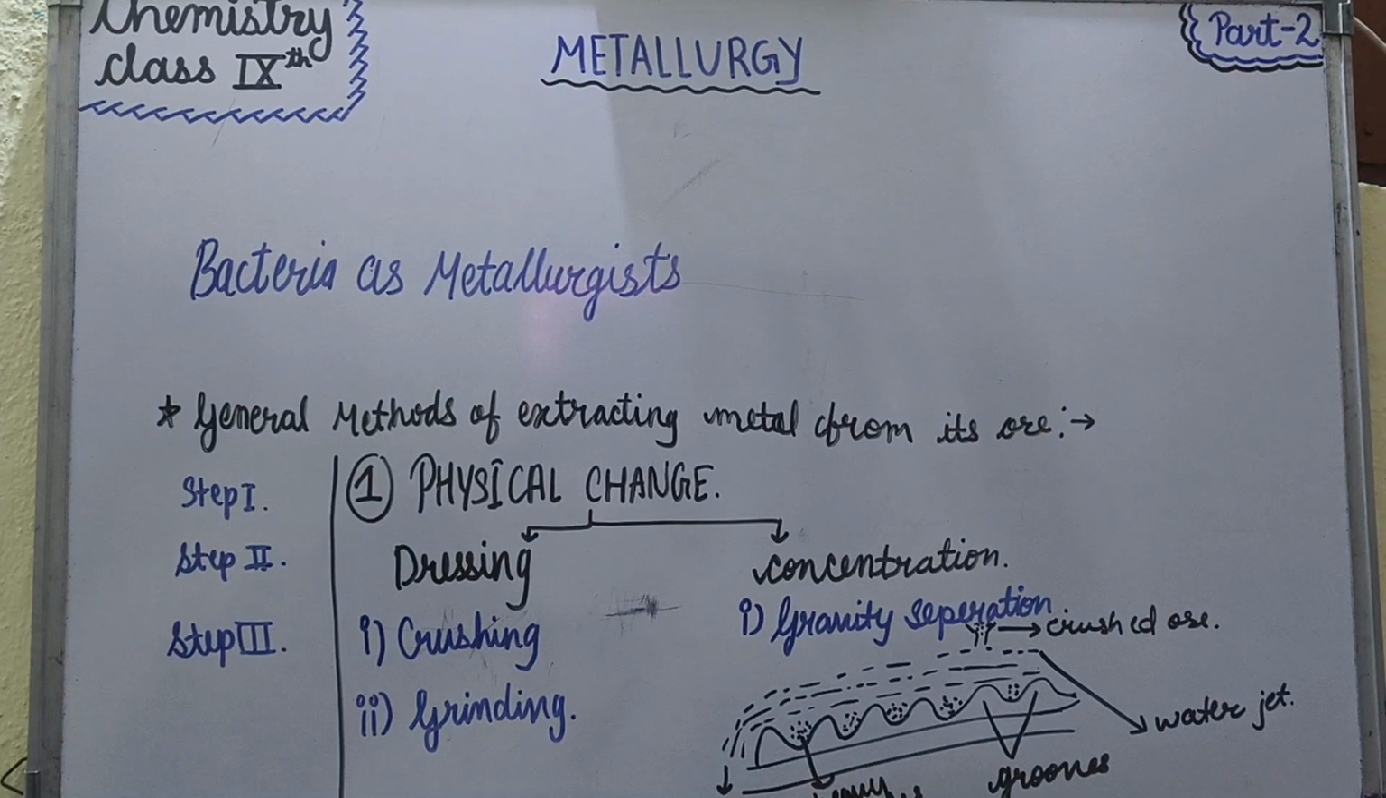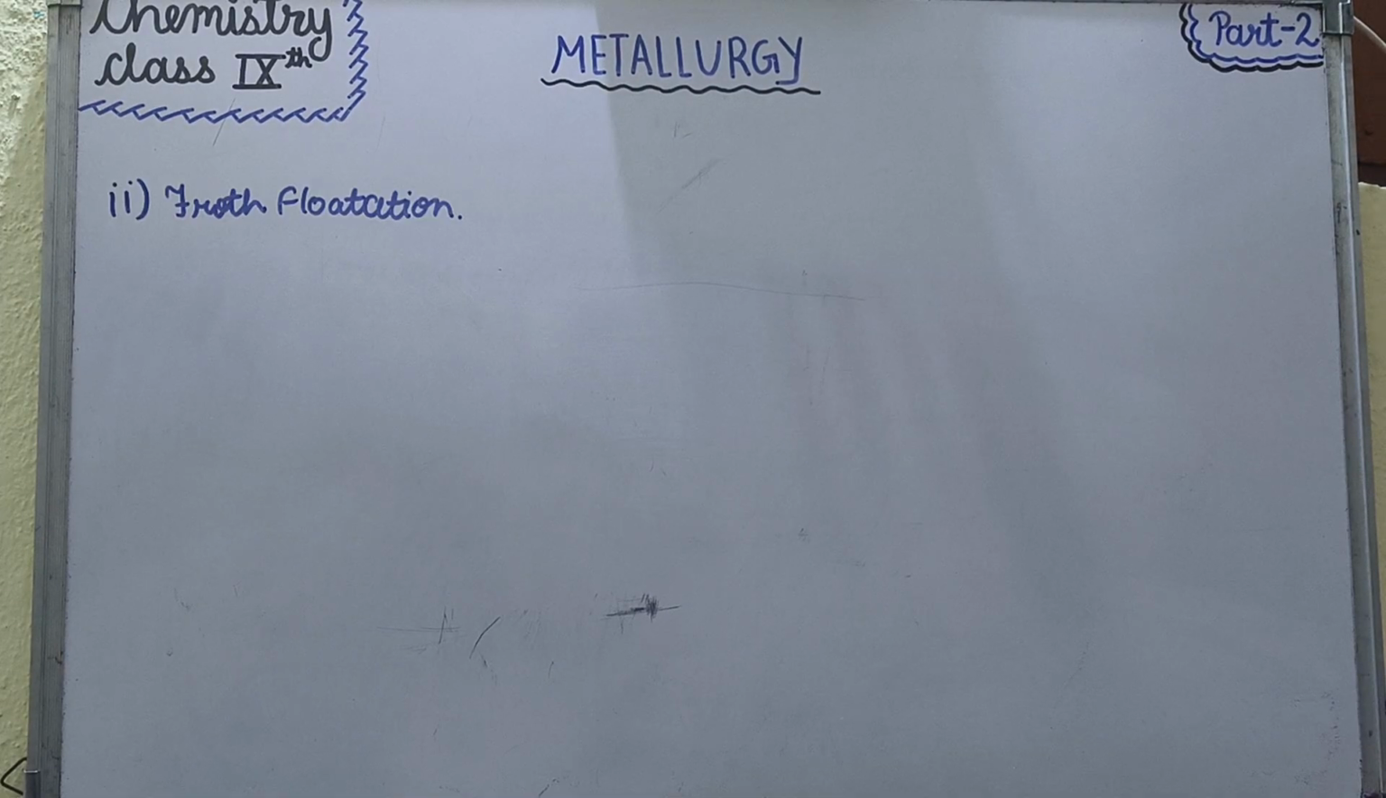Second type of concentration is froth flotation. It is applied for sulfide ores of copper, lead and zinc. Principle of froth flotation is based on the difference in the preferential wetting of ore and gangue.